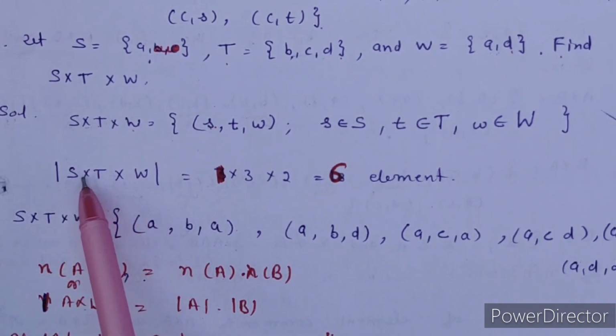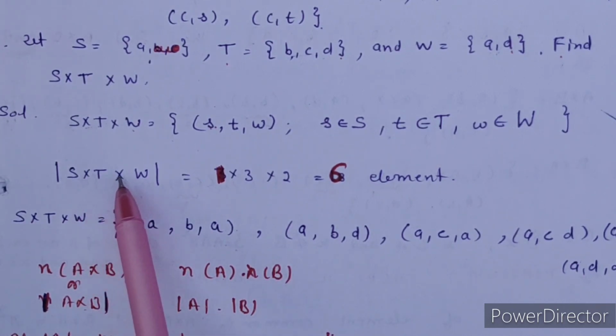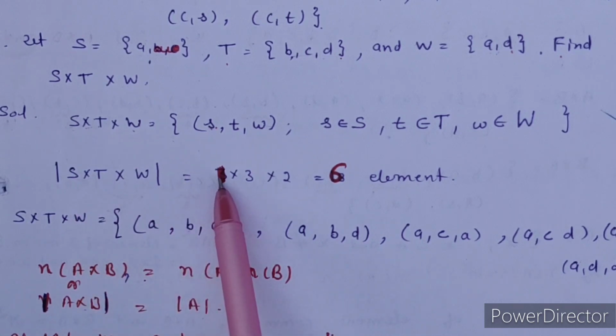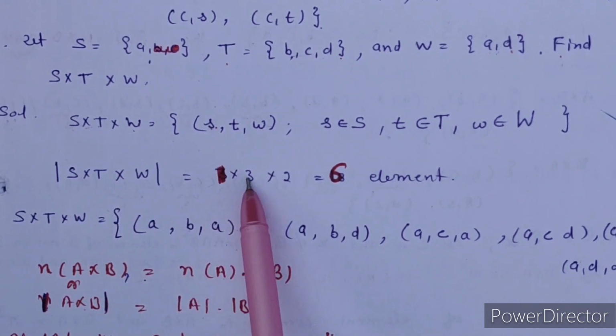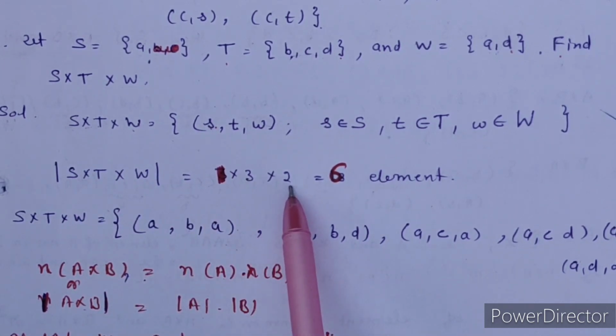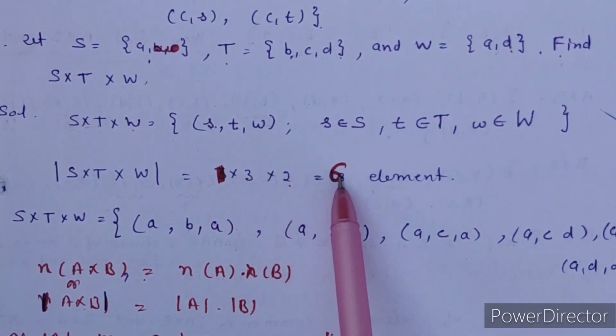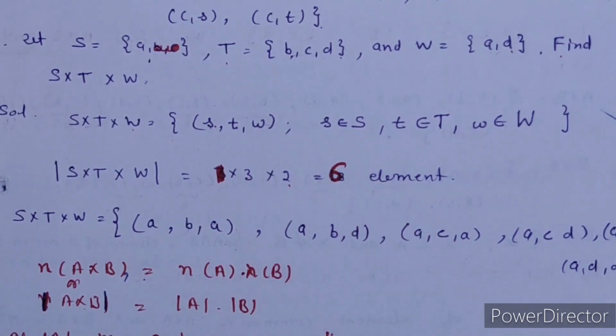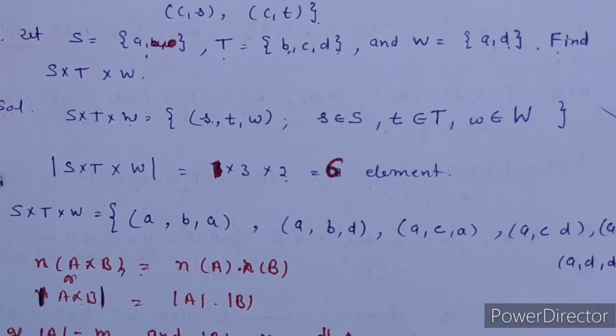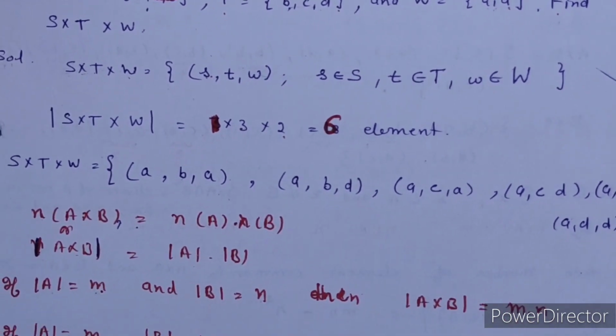Now the cardinality, that is the number of elements in this Cartesian product of these 3 sets, is equal to the number of elements in the first set times the number of elements in the second set times the number of elements in the third set. So 1 times 3 times 2 is 6. So there will be 6 elements in our S cross T cross W. So how to write all these?